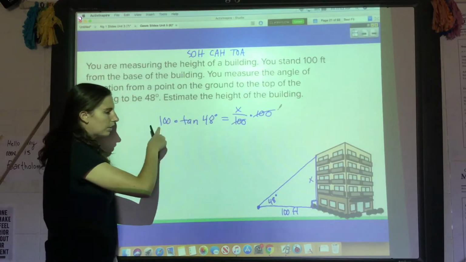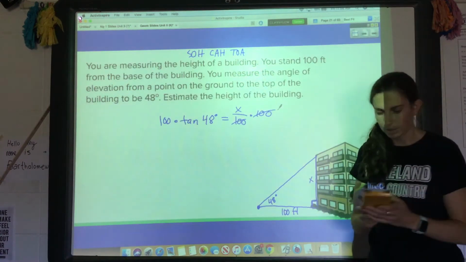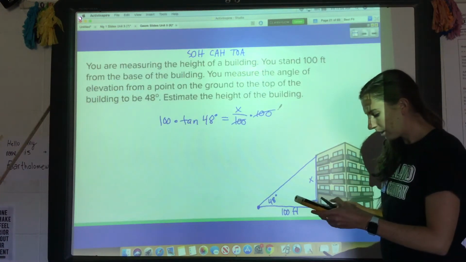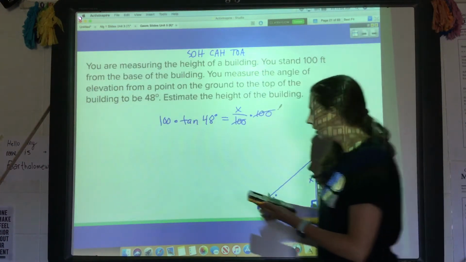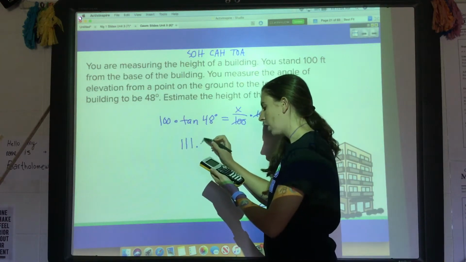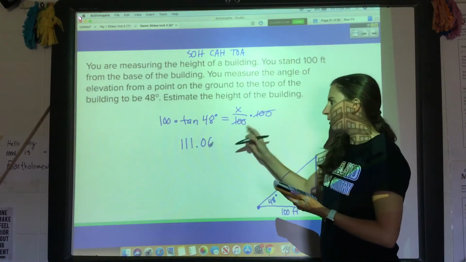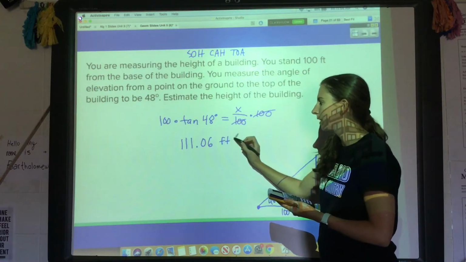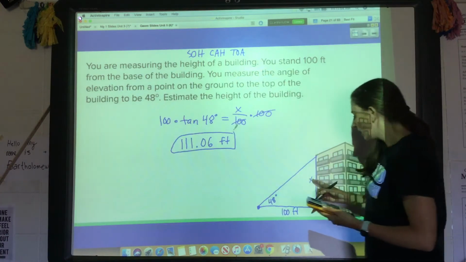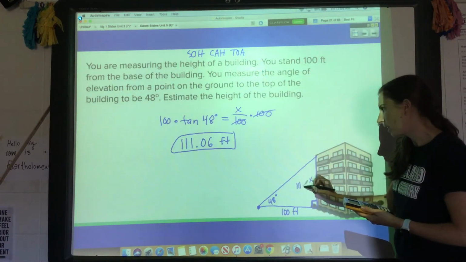Put this in your calculator. Don't forget to be in degree mode. So I'm going to type 100 times tangent of 48 degrees, which is 111.06. I'm just going to round that. That would still be in feet. So that's the height of the building, and that makes sense: approximately 111 feet.